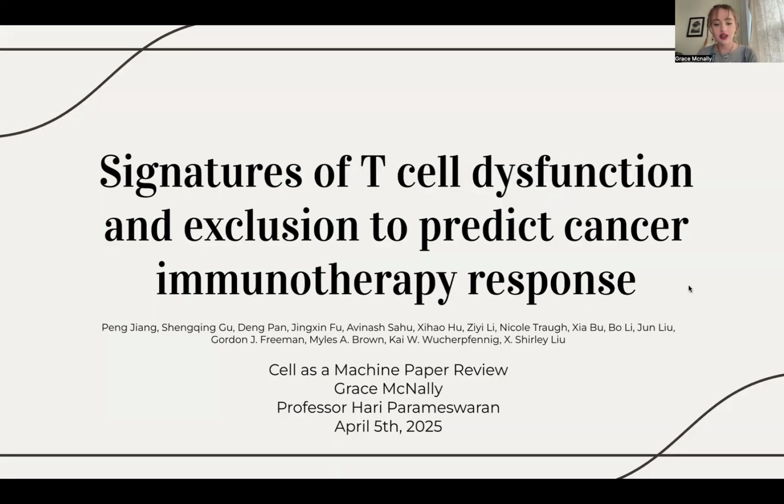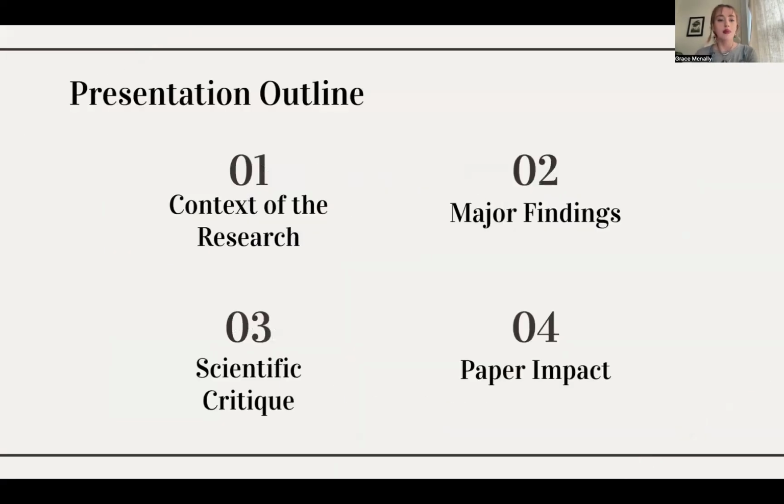Hi, my name is Grace McNally, and my paper presentation will be on signatures of T cell dysfunction and exclusion to predict cancer immunotherapy response. So I will first start out in this presentation by talking about the context of the research. Then I will move on to the major findings of this paper, then my own personal scientific critique, and then the impact this paper had.